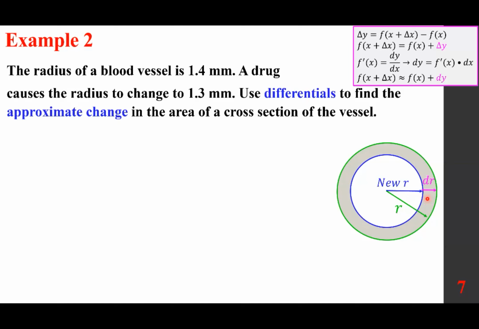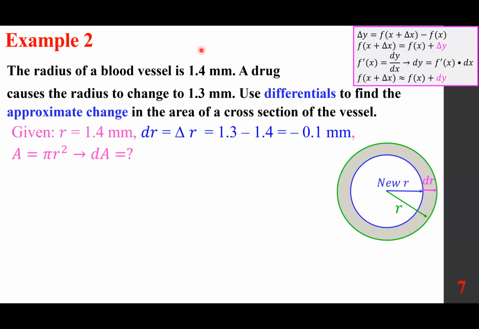So what is given? R is always the original one. So R is 1.4. dr is the difference between the two, the new one minus the old one, meaning a negative value, everybody. So 1.3 minus 1.4, negative 0.1 millimeters. And of course, A is pi r squared. We want dA because we want to use differentials to find the approximate change. Even if they don't say the differentials, that's what they mean here.